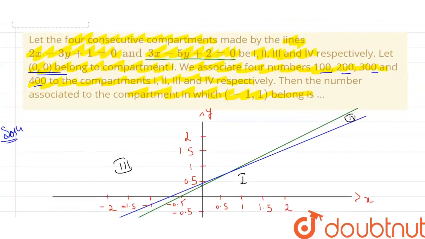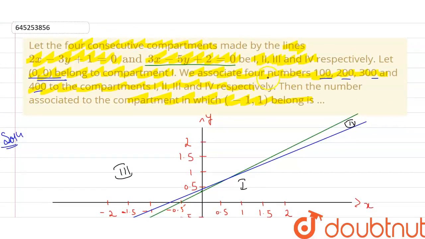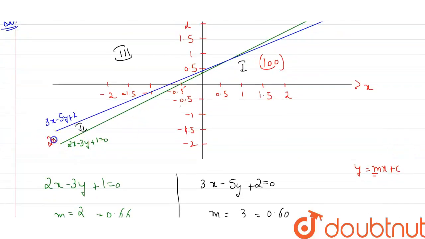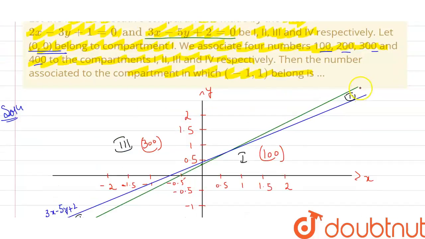Now it says that we have associated four numbers here. For the first compartment we have 100 as a number. For the second compartment I have 200, so this one has 200. The third compartment has 300, and the fourth has exactly 400.